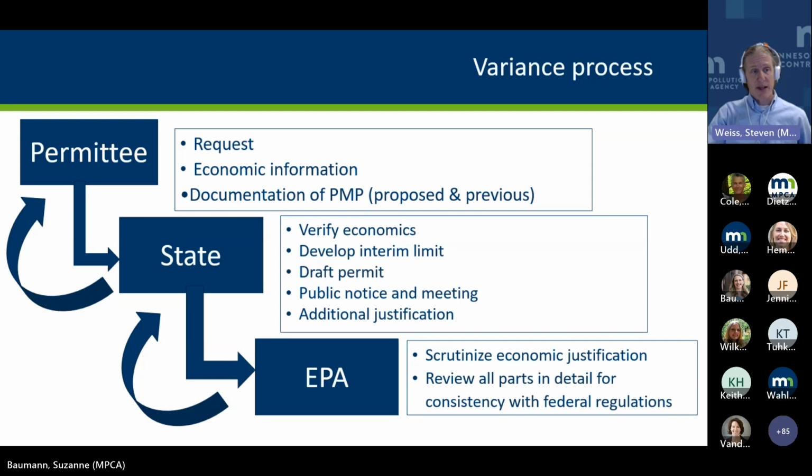We send this to EPA early to capture their comments in the final product. EPA will then scrutinize the economic justification, and they will review all parts in detail for consistency with federal regulations. Through all these steps, it's not unusual for there to be feedback loops and communication. Variances take time to develop, especially if it's for a pollutant without prior precedent. State and federal rules also require certain timeframes for public notice and review. Next slide.